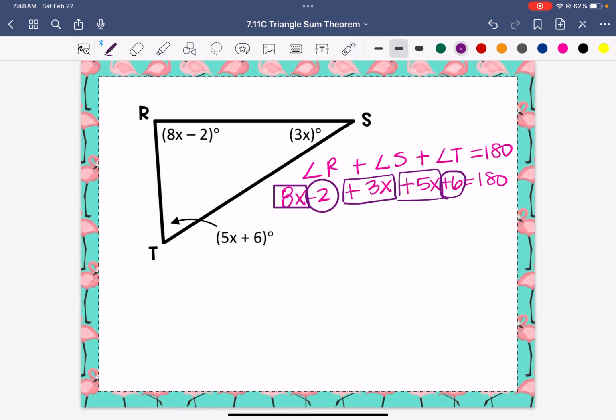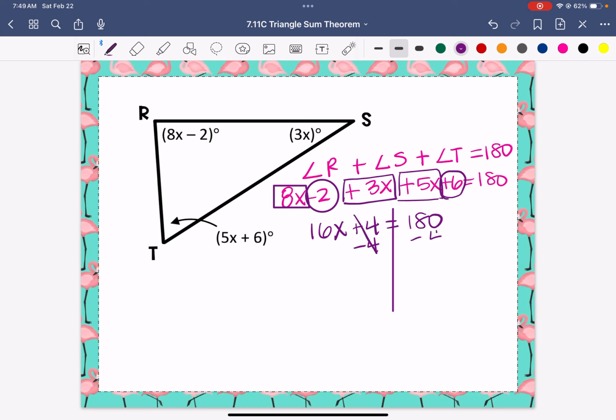I'm going to combine all my x's. It's not 3x, it's 8x plus 3x plus 5x. Gives me 16x. Combine -2 plus 6 gives me 4 equals 180. I will use inverse operations. I'm going to solve for x. Using inverse operations, taking away 4 because it's the opposite of a positive.